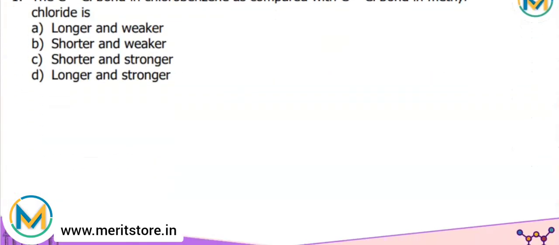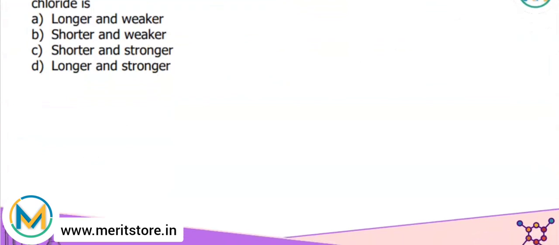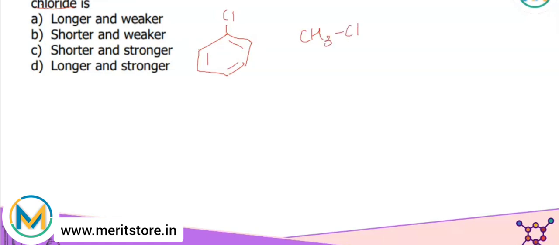First question: the C-Cl bond in chlorobenzene as compared with the C-Cl bond in methyl chloride is either longer and weaker, shorter and weaker, shorter and stronger, or longer and stronger. So first we are supposed to know that this is chlorobenzene, and this is methyl chloride. So we are talking about this bond in chlorobenzene and this bond in methyl chloride.